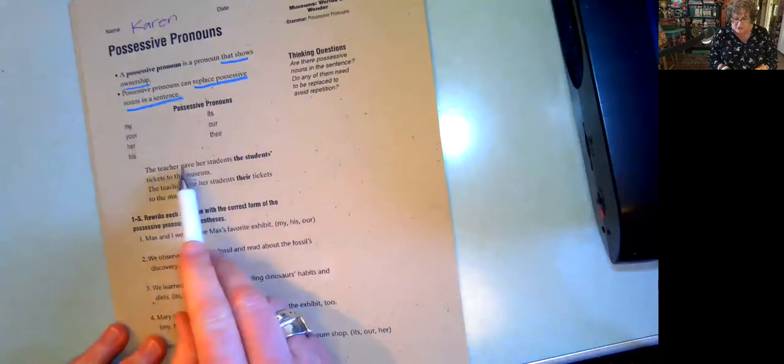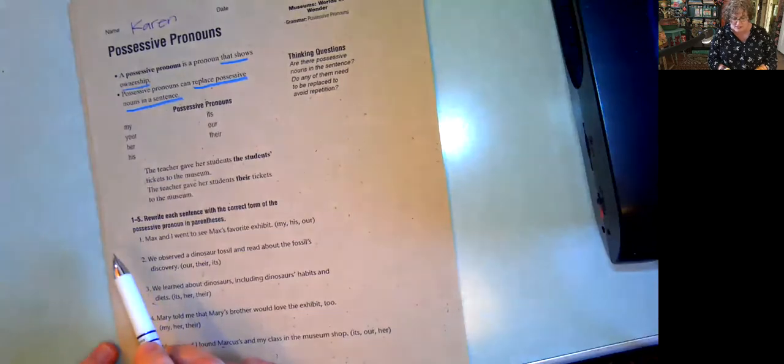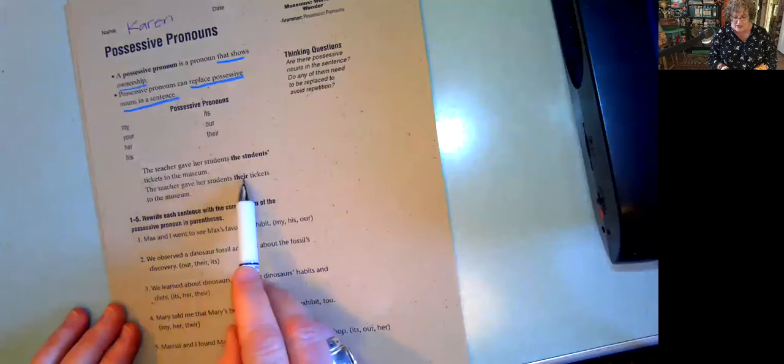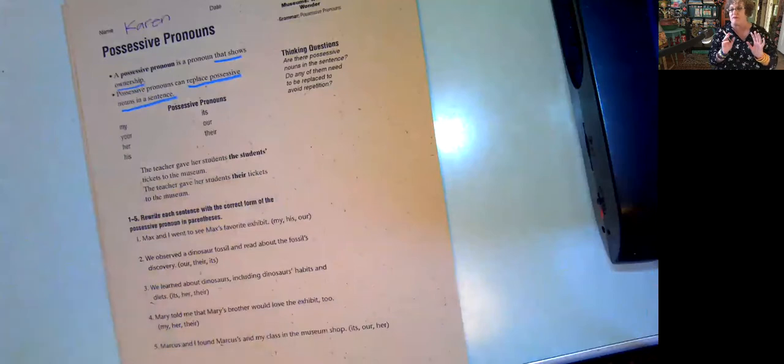So here's an example of why we use possessive pronouns. The teacher gave her students the students' tickets to the museum. So we're saying the students way too much. And we're saying her students and the students. So a better way of saying that would be the teacher gave her students their tickets to the museum. So we added their and we got rid of the word students.